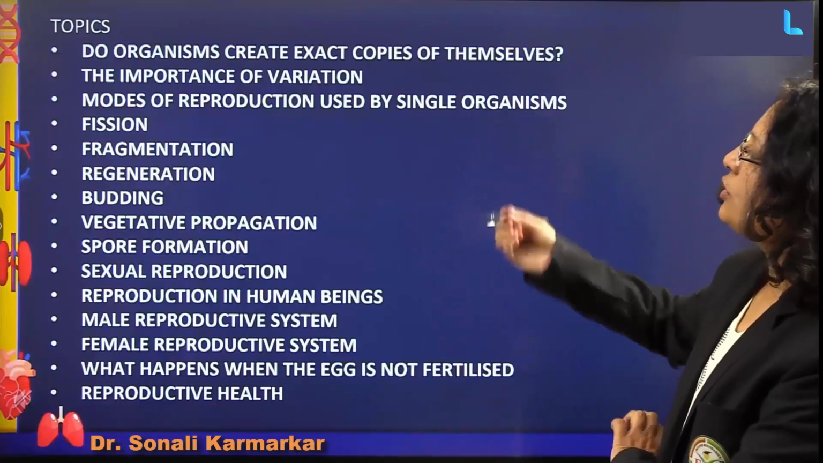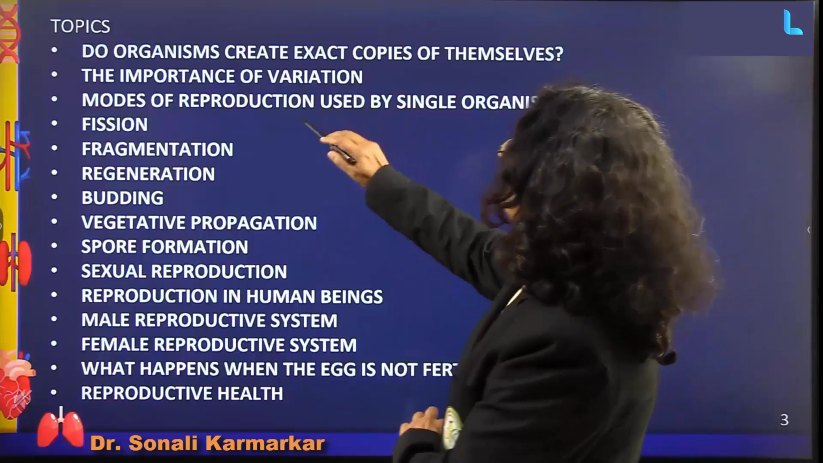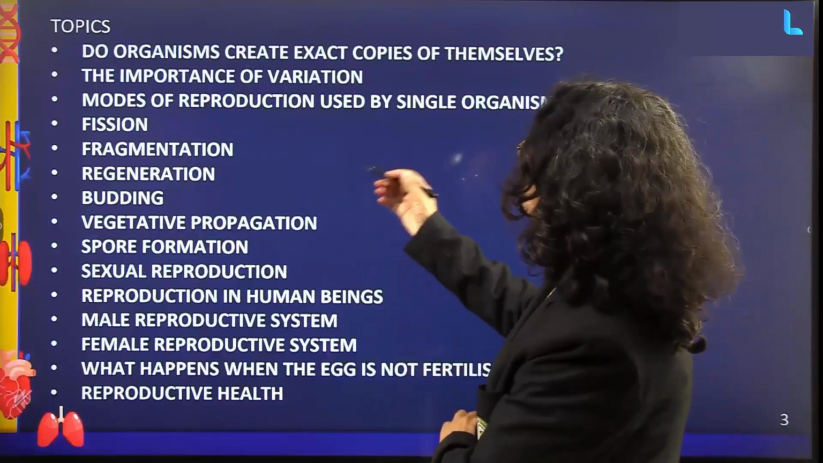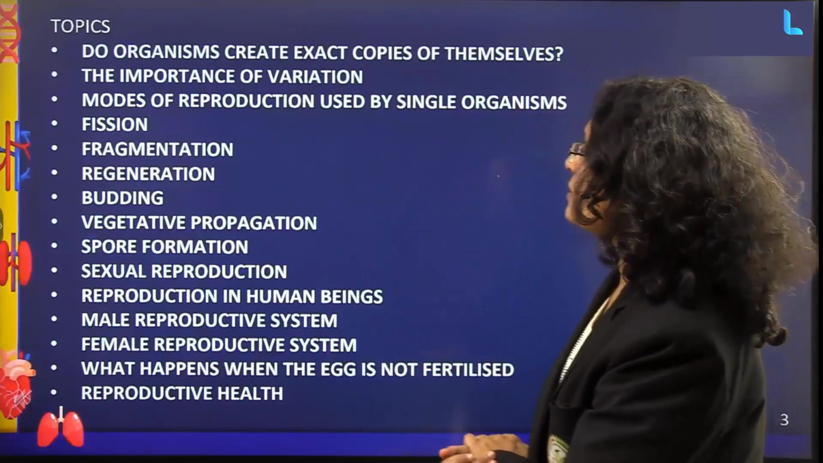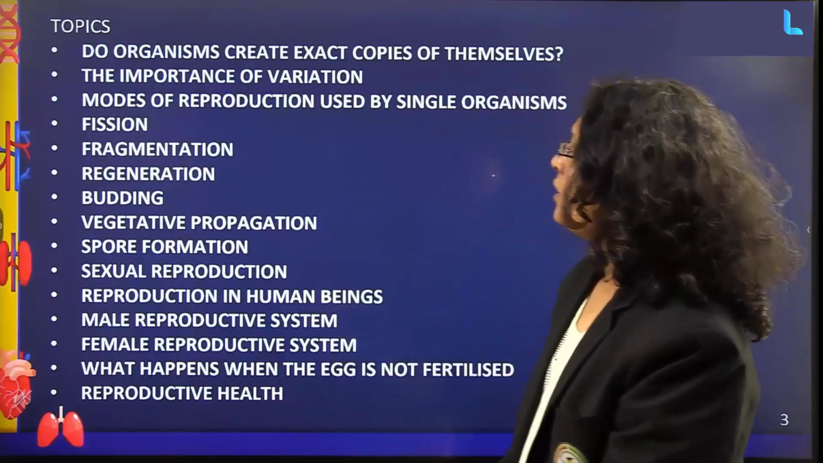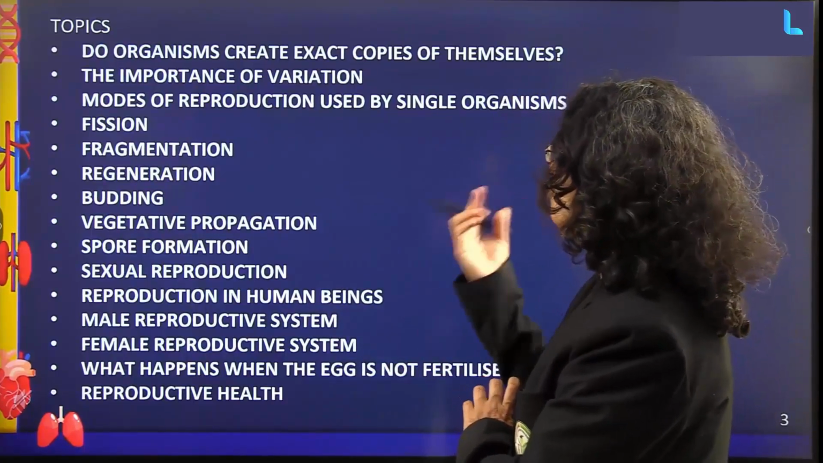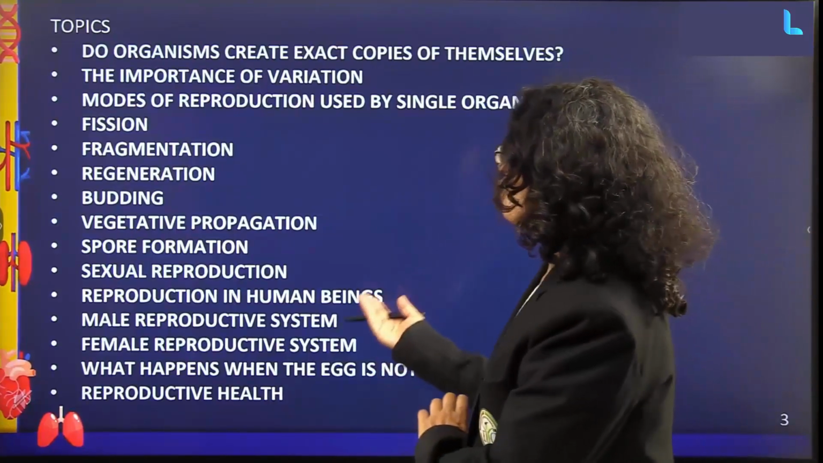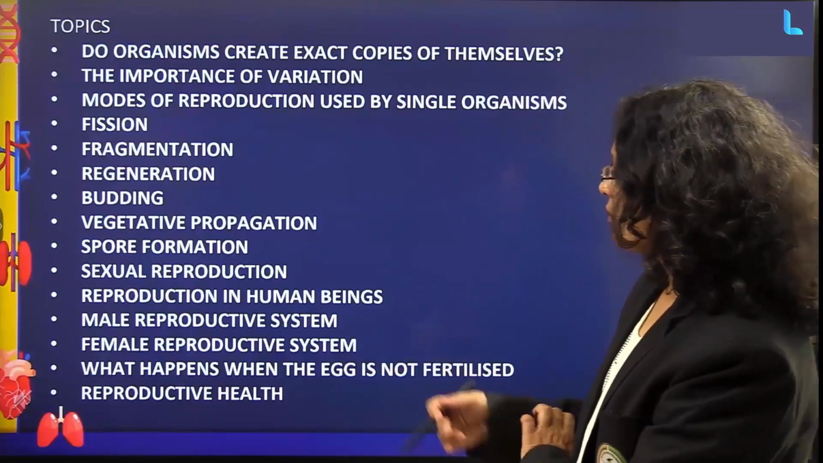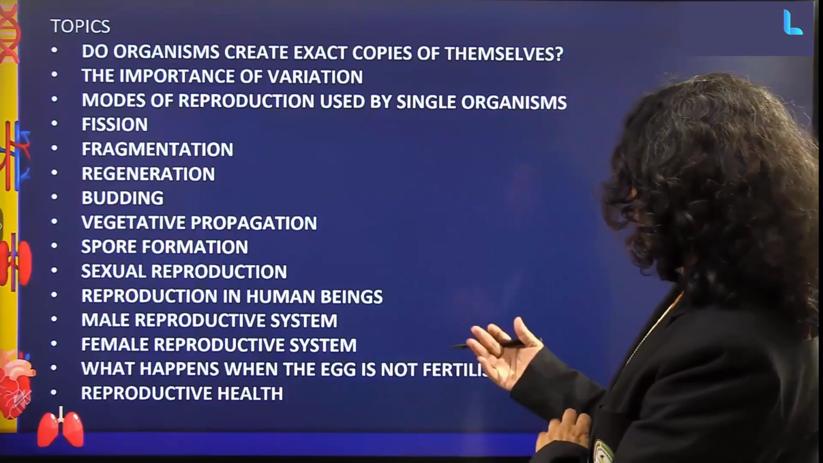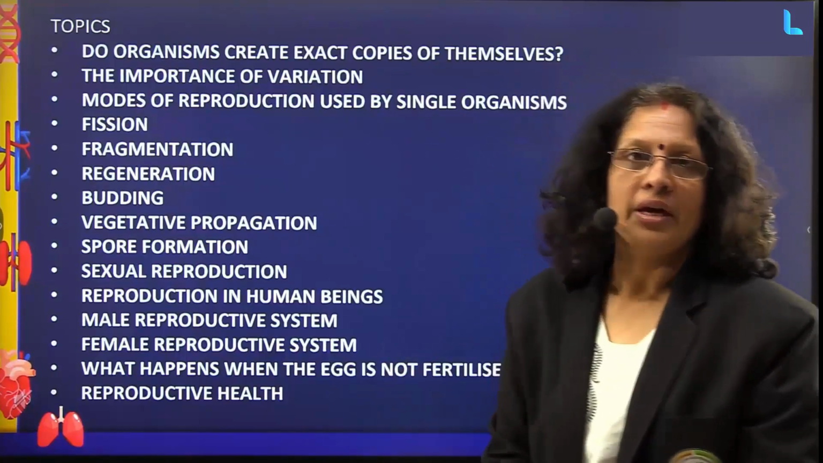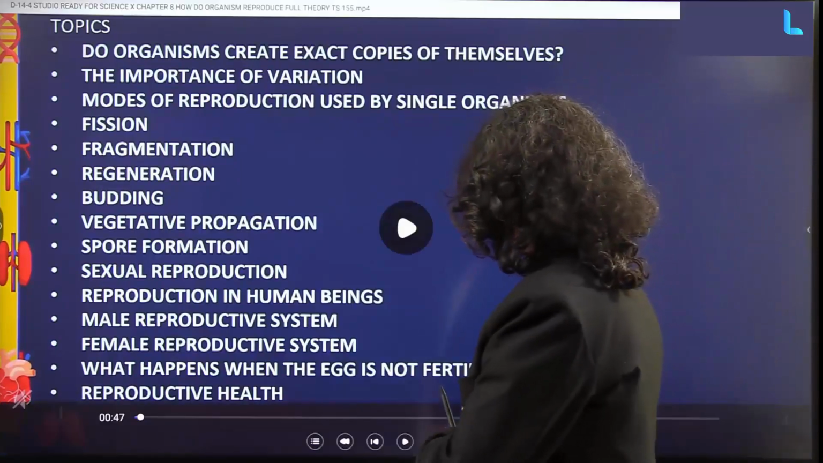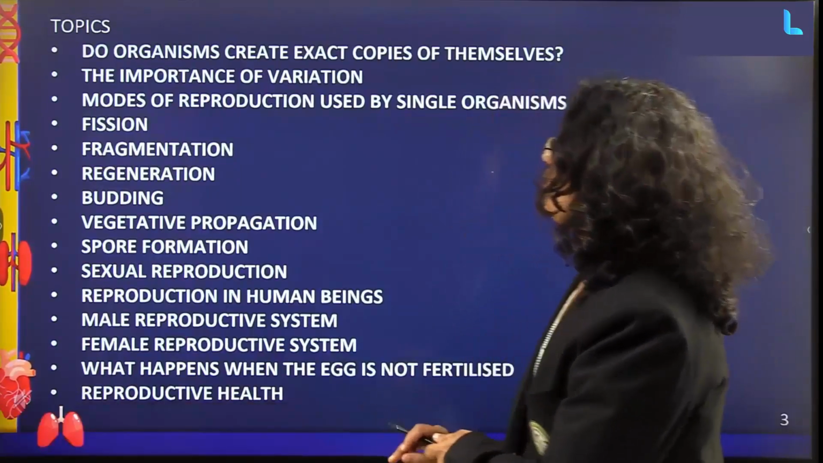So what topics are we studying under this? Do organisms create exact copies of themselves? The importance of variation, modes of reproduction used by single organisms: fission, fragmentation, regeneration, budding, vegetative propagation, spore formation; sexual reproduction, reproduction in human beings, male reproductive system, female reproductive system, what happens when the egg is not fertilized, and reproductive health. We are going to study each topic part by part. Let us see them one by one.